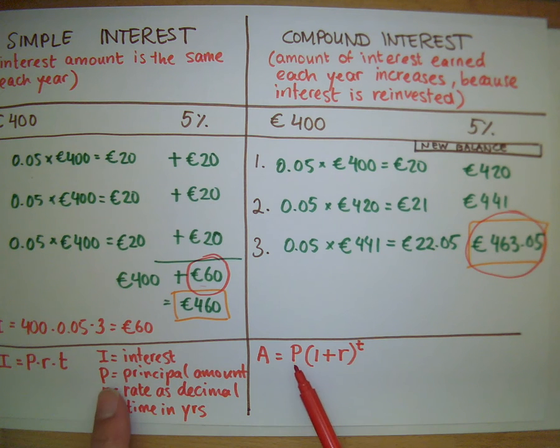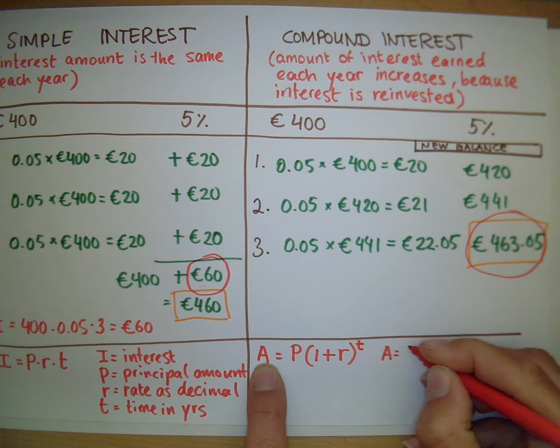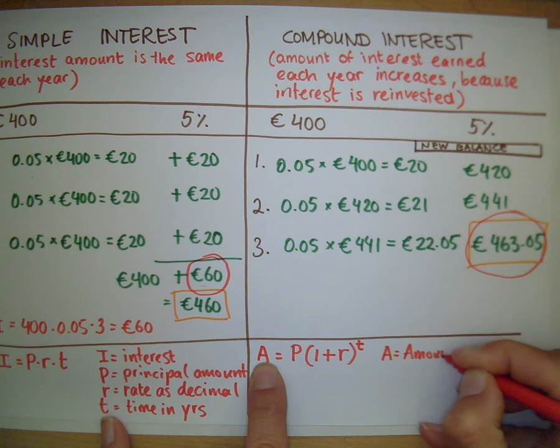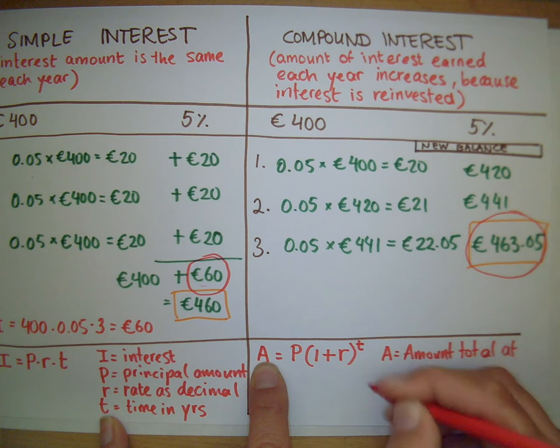P is still the principal amount, R is still the rate as a decimal, T is still the time in years. The only new letter here is A. A equals the amount total at the end.